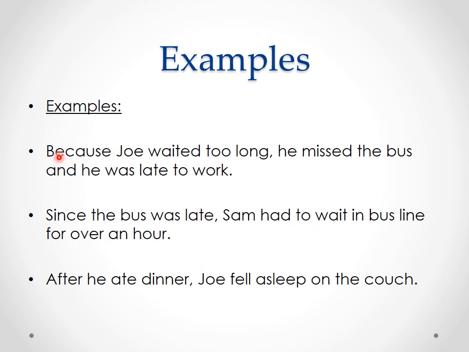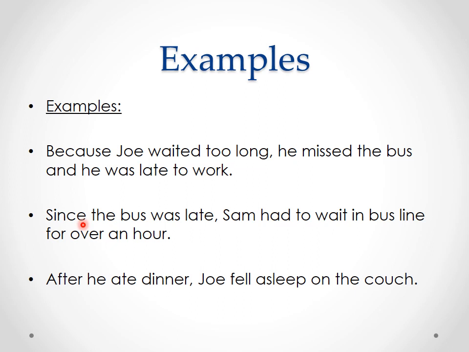Now see this first one, "because Joe waited too long." This is a dependent clause because it alone doesn't have any meaning. It needs the second part of the sentence to have the complete meaning. That's why this is a dependent clause. Now again, in the second sentence, which one is the subordinating conjunction? Since.